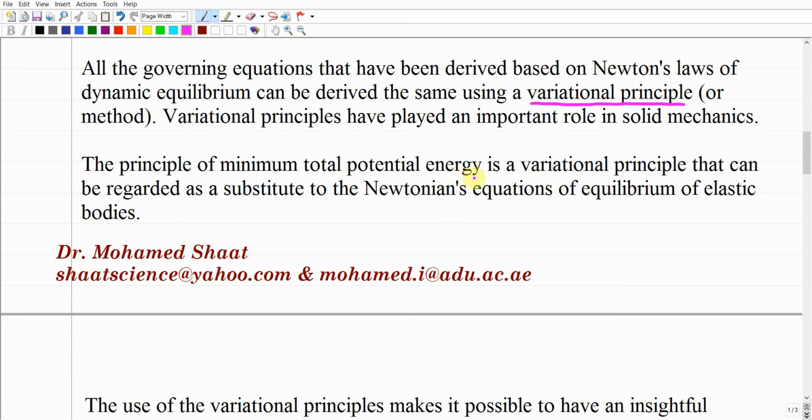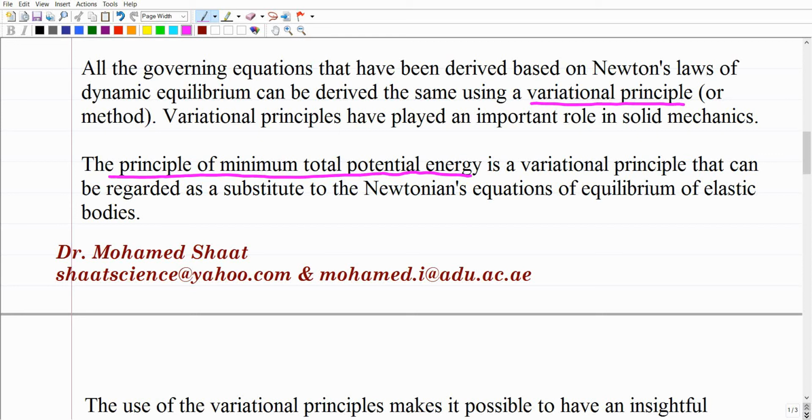minimum total potential energy. If you remember, even in the dynamics class or the vibration course, you used to solve problems using one of two methods. One is the Newtonian method that depends on the sum of forces equal to the inertia. This is Newton's law. And the other method is the energy method.